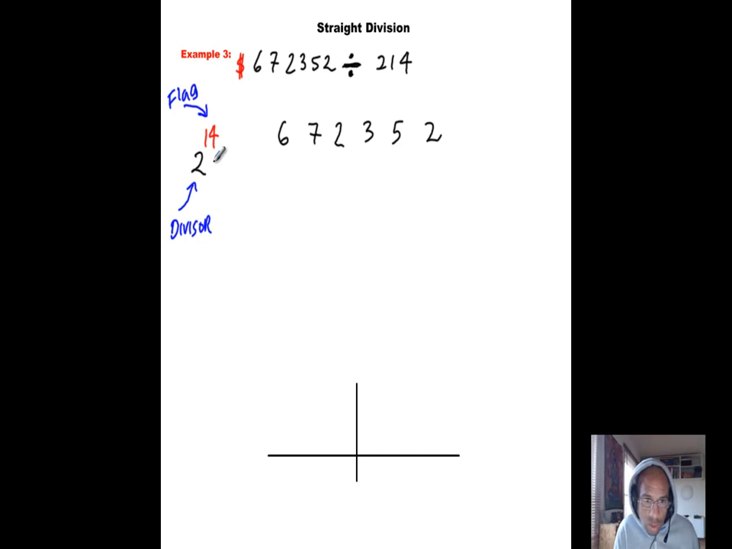So we've got 2 digits in the flag, and we want to split this number 2 digits from the left. So we go 1 from the right to the left, that is. We go 1, 2. So we split it here.